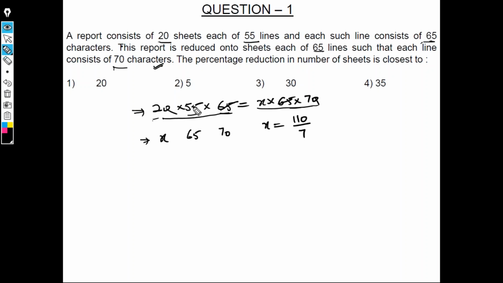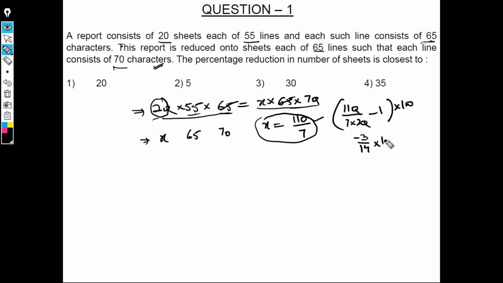Is it done now, Aman? Aman, is it done? Good. So x comes out to be 110 by 7. Earlier I had 20 pages, 20 sheets. Now the number of sheets are 110 by 7. So the percentage reduction is final upon initial minus 1 into 100. So the 0 got cancelled out. 11 by 14 minus 1 is minus 3 by 14 into 100. So guys, what is the answer?